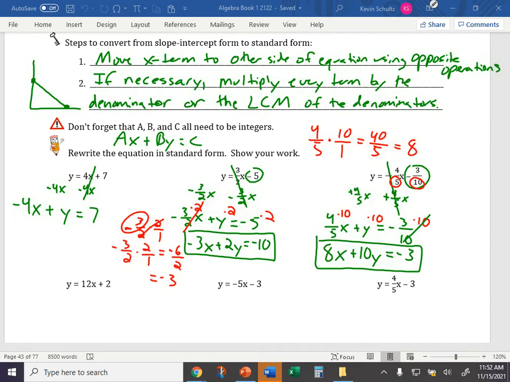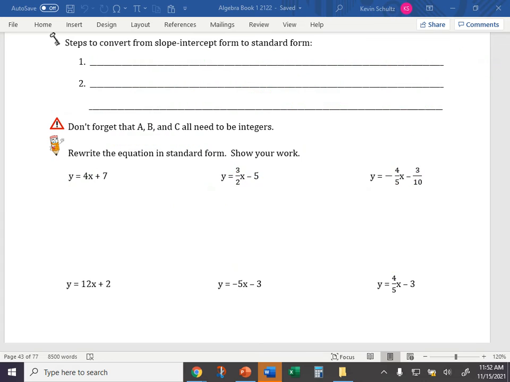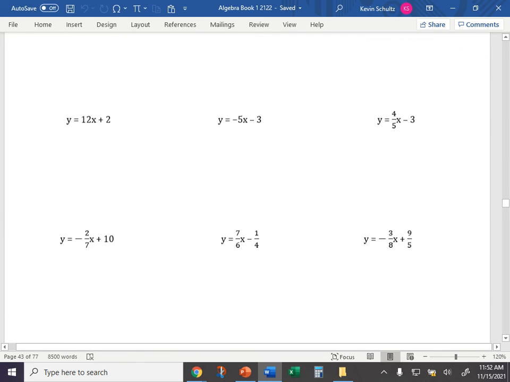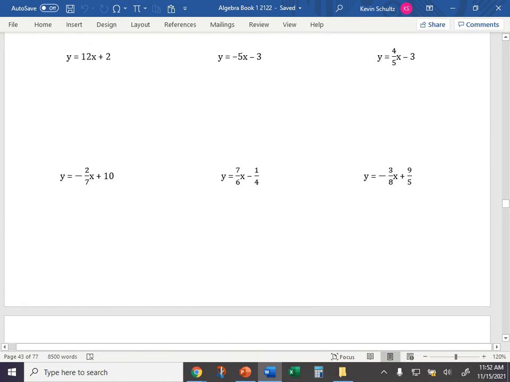Right? 6, or are there more? 6? What's one you'd like to do together? We've got these 6 left for you to do for tomorrow. Morgan, the second to last one? Second to last one. So I'm only going to do one of these double fraction ones because I want you to try one independently. So we'll do this one, and then the last one will be left for you to do on your own. So y equals 7/6 x minus 1/4.